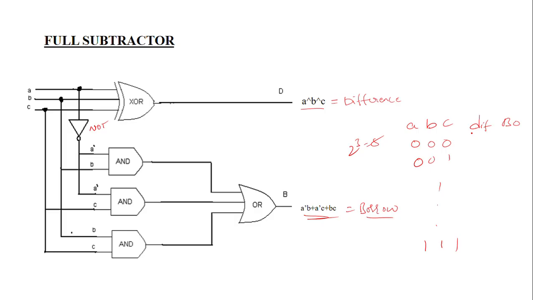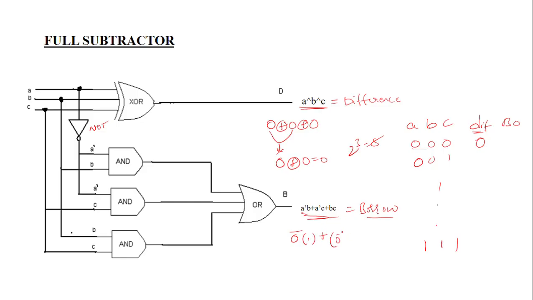For calculating the difference, we use the formula. For the first row, 0 XOR 0 XOR 0. I simply substitute these A, B, C values in the equation and then perform the operation. 0 XOR 0 is 0, and again 0 XOR 0 is 0. So the difference is 0.